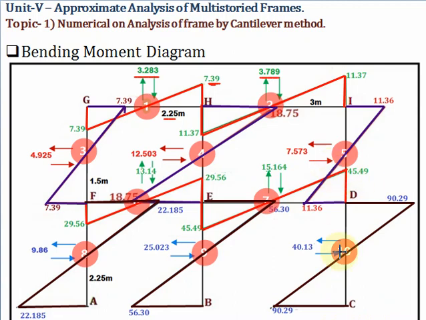So this is the bending moment diagram for the given multi-storied frame. In the exam, there is no need to show these node numbers. You only draw this diagram like this and show the values. For understanding I have written these arrows and all this. So this is the bending moment diagram for the given multi-storied frame by using the cantilever method.